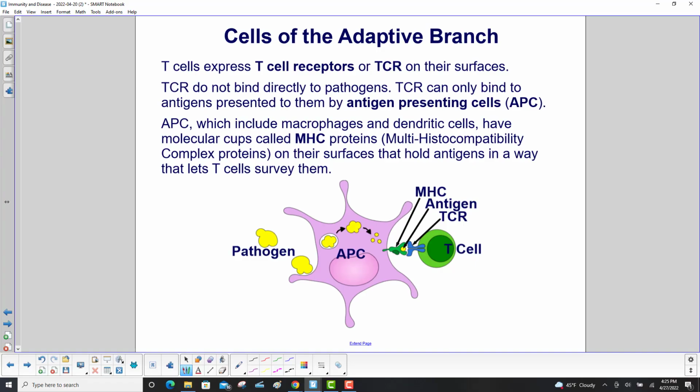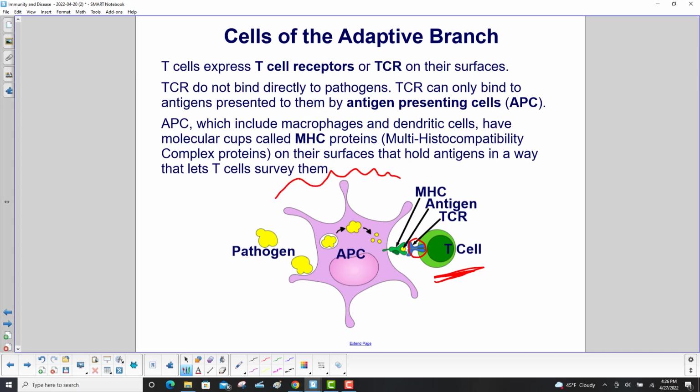T cells express T cell receptors, or TCR, on their surfaces. So here's our T cell down here. Here's the TCR receptor. The TCRs do not bind directly to the pathogens. TCR can only bind to antigens presented to them by antigen-presenting cells, which is here, the APC.